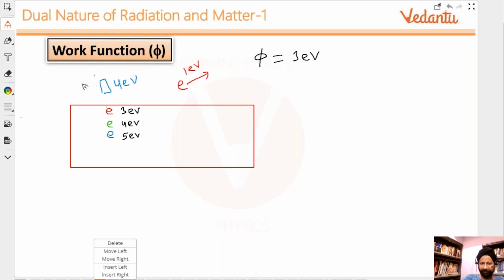Let's look at green. Green says, oh, I can take another photon from this light and I can also become free and stop here. Because it doesn't have any kinetic energy. It becomes free and then stops. Somewhere, not here maybe, somewhere here, it stops. Now the poor blue electron cannot be released. The photon doesn't have enough energy to release it.